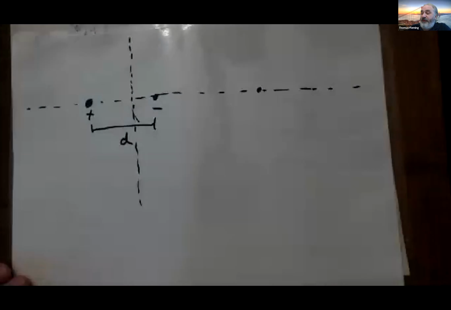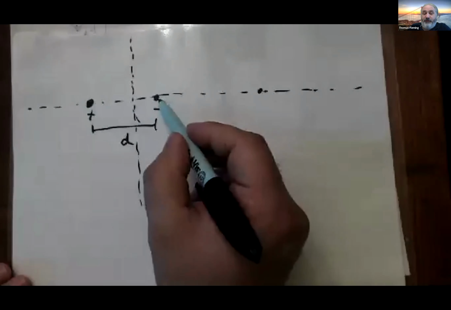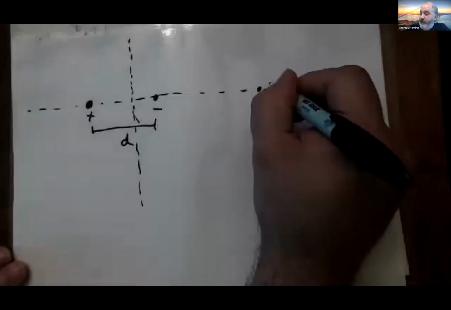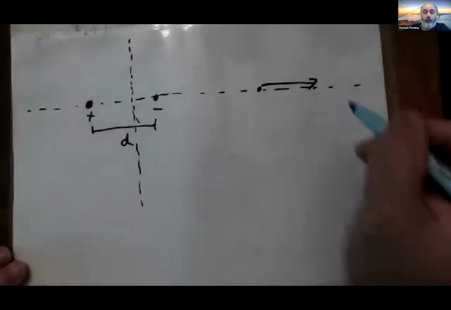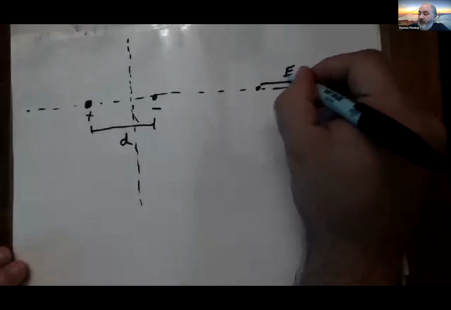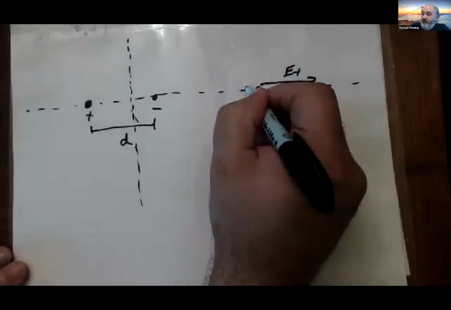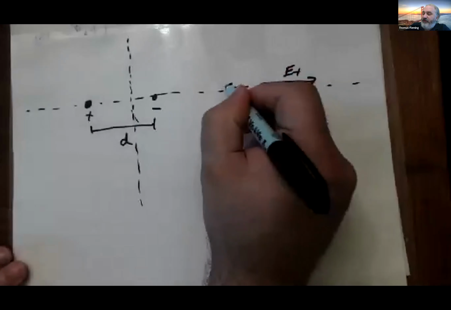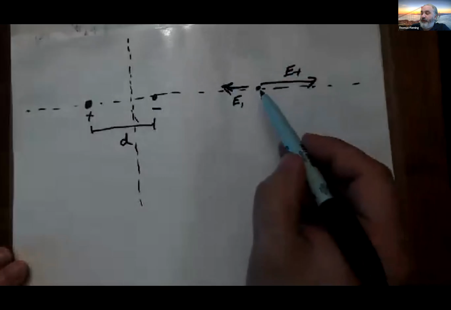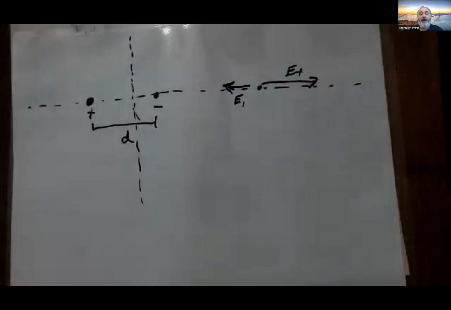Now, what's going to happen is there are two electric fields, one from the positive charge and another from the negative charge. The positive charge is going to have an electric field that points to the right because it always points away from positive charges. So I'm going to call that E plus. The negative charge is going to have an electric field that points to the left. So as long as I'm on that axis, the electric field is going to be in opposite directions for those two charges. So they're going to tend to try to cancel out.